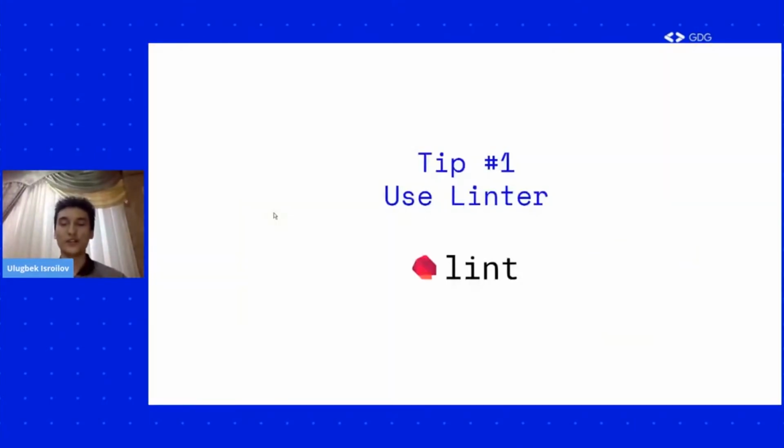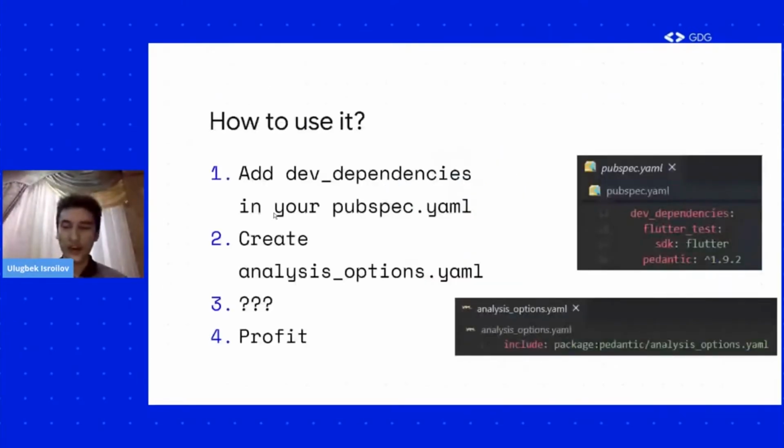Tip number one is to use a linter. What is a linter, you may ask? A linter is basically a tool that analyzes your code and draws red squiggly lines when you make some mistakes. I'm sure that you have seen it. And how can we use it? We can use packages, because linter rules are just other packages. We can go to pub.dev, find pedantic or effective Dart rules, and add them to our pubspec.yaml.